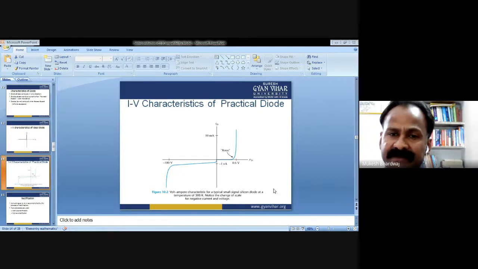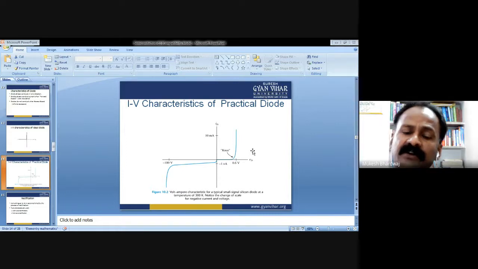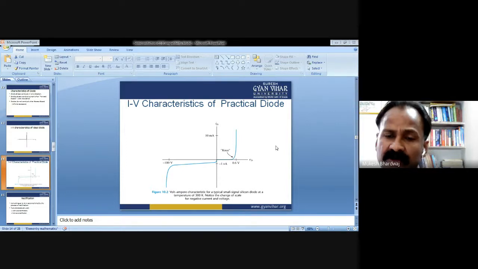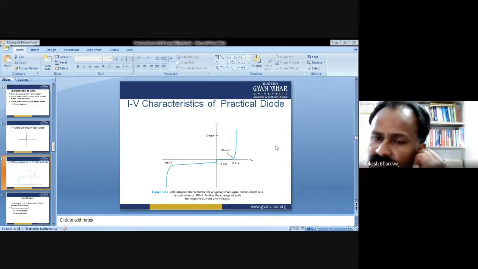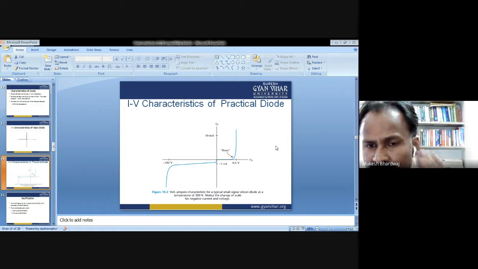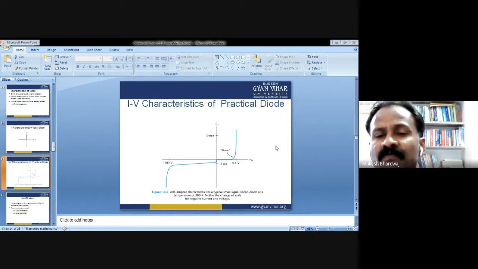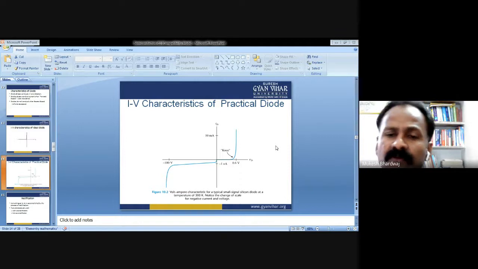This is the practical VI characteristic of a diode. I had already told you that when you apply forward biasing across the diode, the current will increase exponentially. As you increase the voltage, you reach the knee voltage. Knee voltage is our cut-in voltage, which depends on the type of diode, whether it is germanium based or silicon based, because the cut-in voltage for a germanium diode is 0.3 volt, and for a silicon diode it is 0.6 volt.